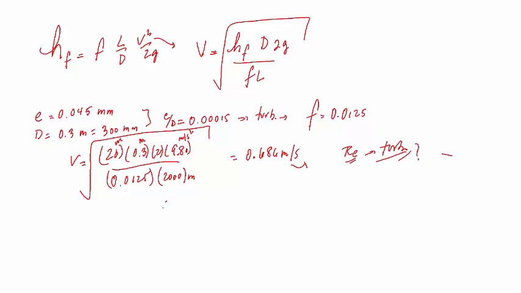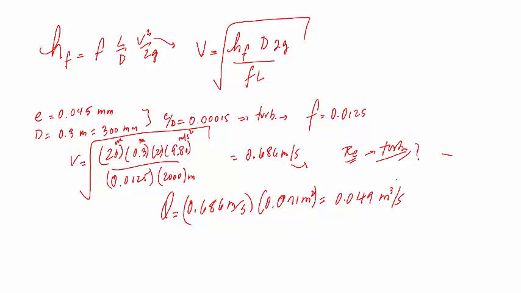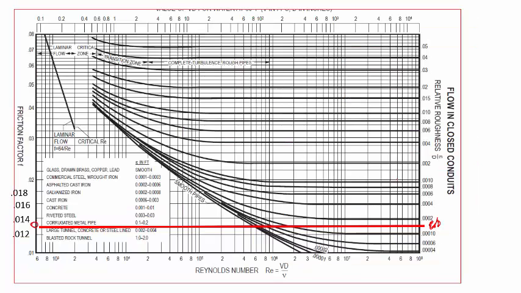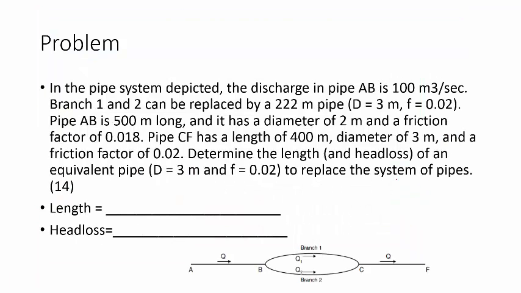So now with that velocity, we'll calculate the flow rate, which is 0.686 meters per second and 0.0071 meters squared, and this is 0.049 cubic meters per second. So that's the problem. Okay, you have this, so make sure you review it.